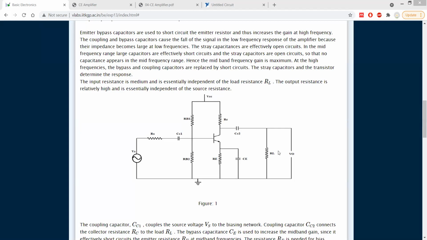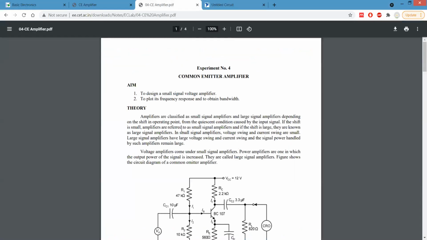Basically, this is our motivation for today: for this common emitter mode amplifier, we have to find out the bandwidth of this amplifier and at which frequencies it will operate.